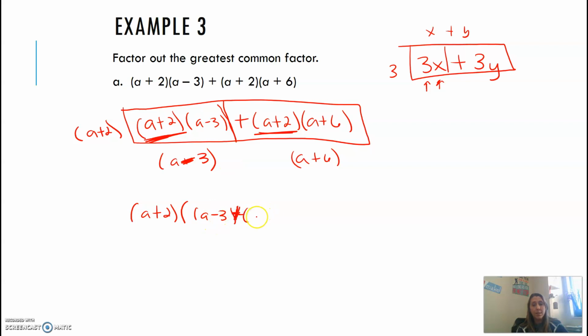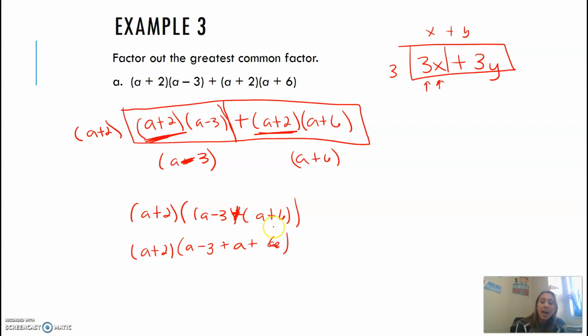plus a plus 6, and now I can distribute the positive 1 to get rid of all of the parentheses, so I get a plus 2, I didn't do anything with that. 1 times a is a, 1 times negative 3 is negative 3, 1 times a is a, so plus a, and 1 times 6 plus 6. Oops, I wrote a.